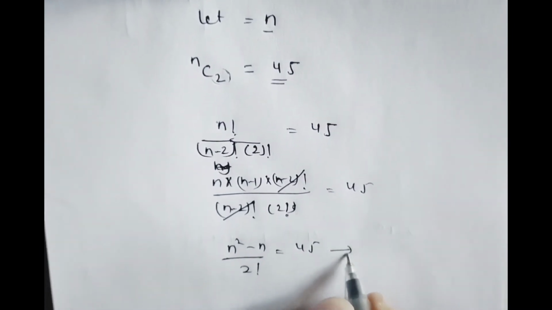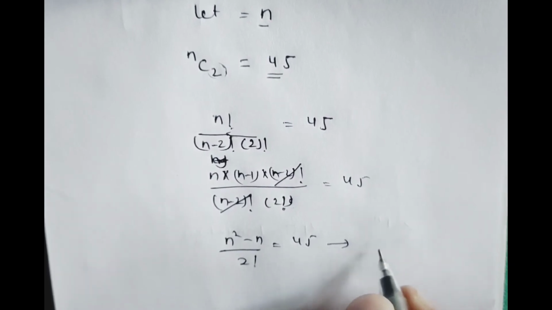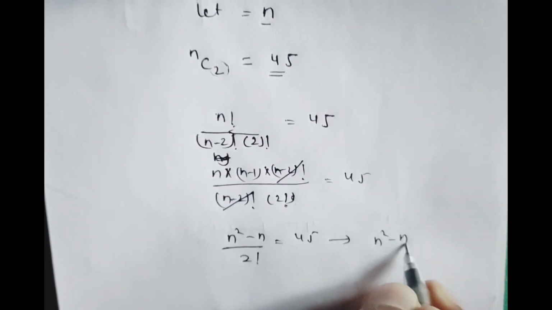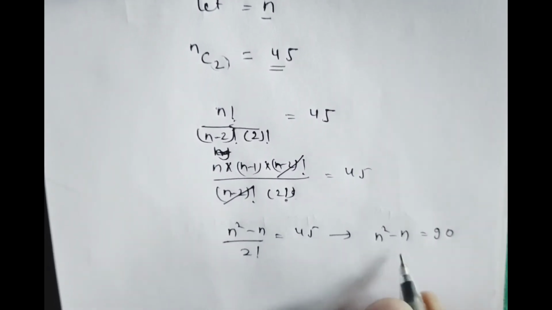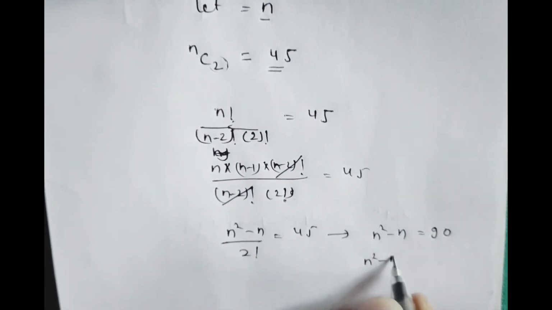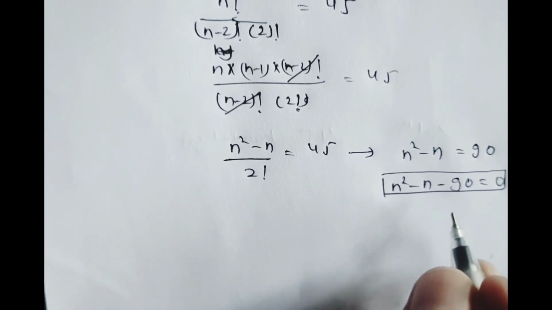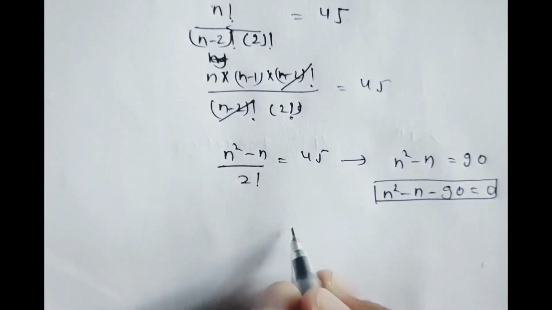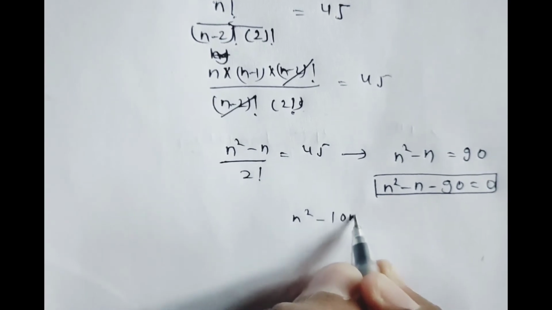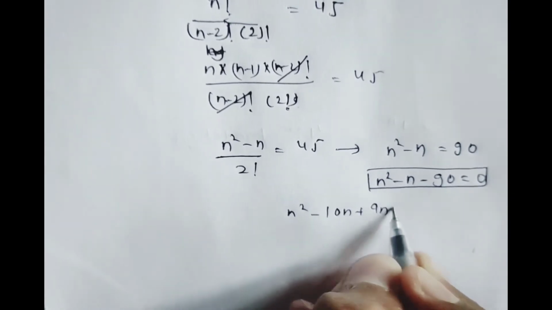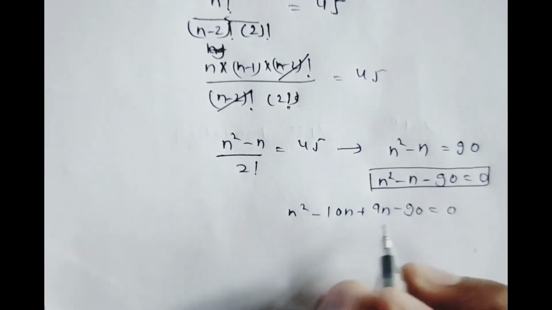So this leads to a quadratic equation, which is n square minus n is equal to 90. So n square minus n minus 90 is equal to 0. So this is a quadratic equation. We solve the quadratic equation by splitting the middle term. So n square minus 10n plus 9n minus 90 is equal to 0.